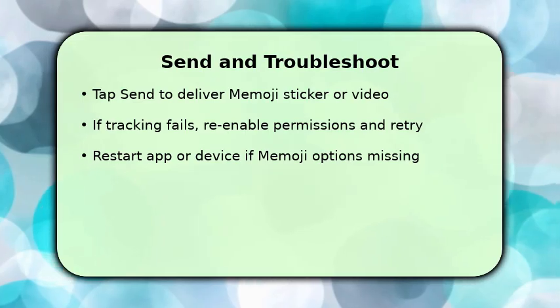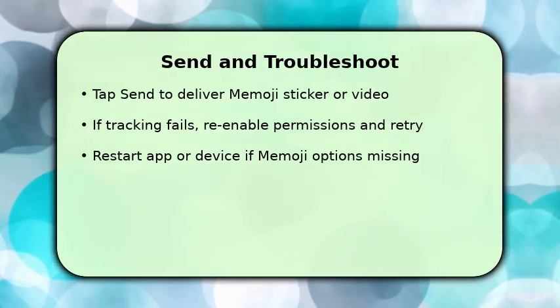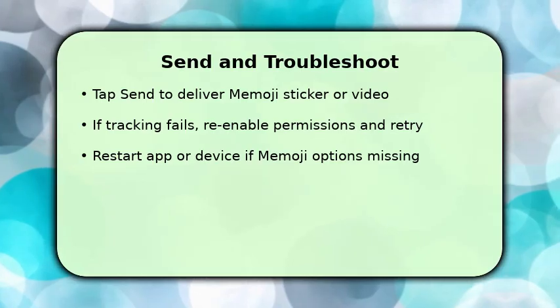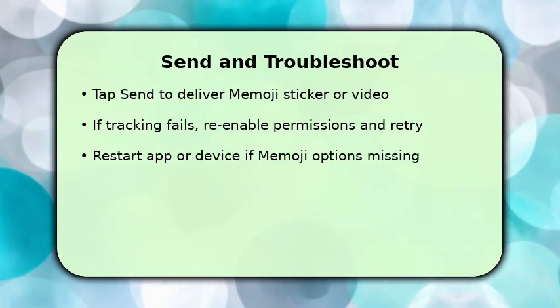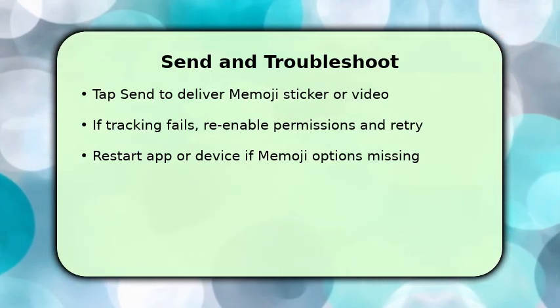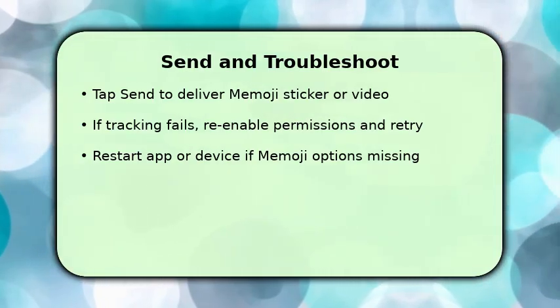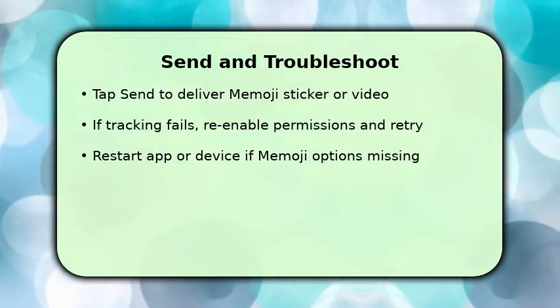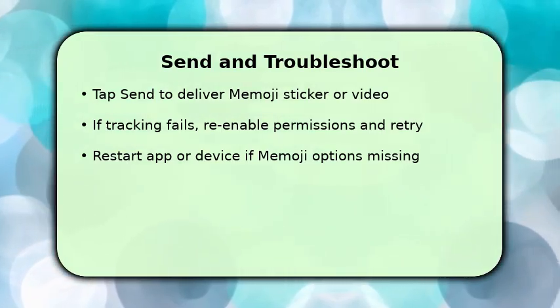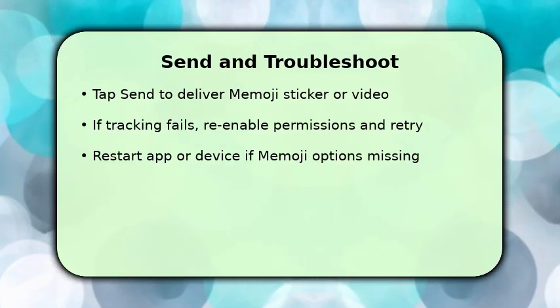If your face tracking stutters, stop, re-enable camera and microphone permissions and try again. Sometimes toggling permissions fixes it. If the Memoji panel is missing, close Messenger and reopen or restart the device. That clears temporary glitches. One key tip: update the app if problems persist, because version mismatches often cause missing features or tracking errors.